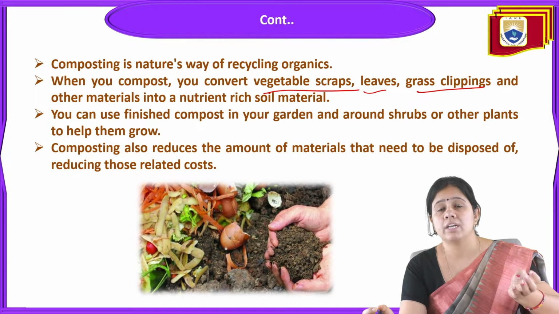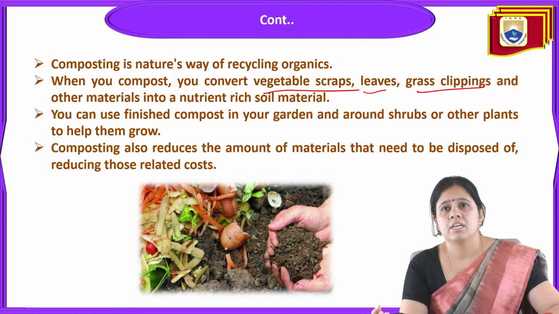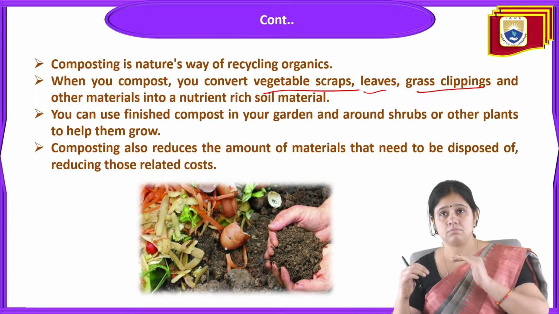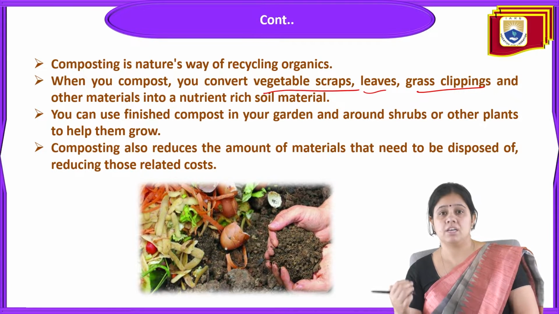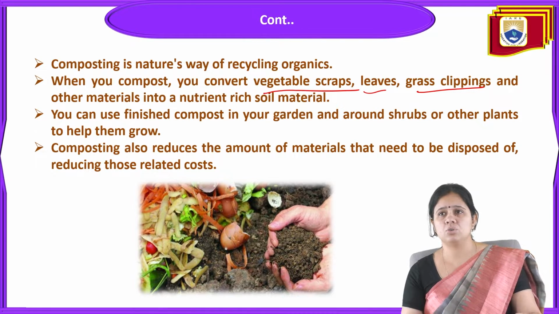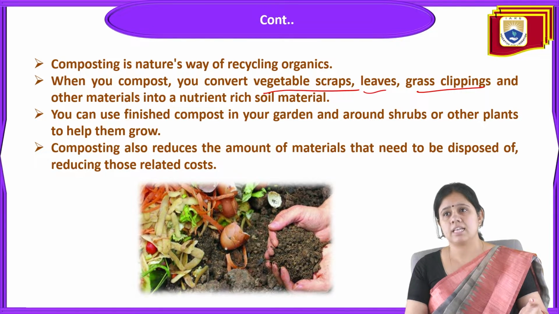You can use finished compost in your garden and around shrubs and other plants to help them grow. Composting also reduces the amount of material that needs to be disposed of, reducing those related costs. So these are the significance of composting. Composting is very important, and you can use compost in your kitchen garden and home garden to improve your soil and plant quality and get good crops.